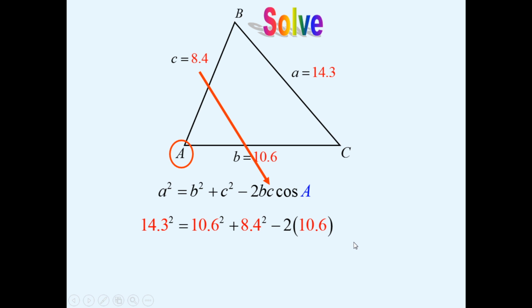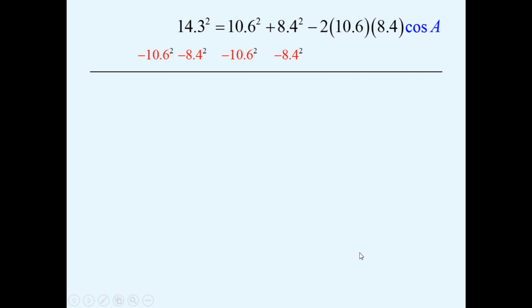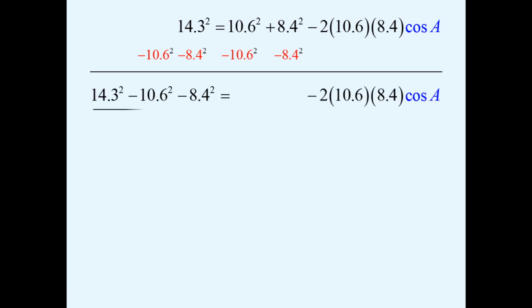Now before you isolate cosine of capital A, make sure that you square each term first, and then find the product of 2 times 10.6 times 8.4, because eventually you're going to divide by it before you take the inverse of the ratio. So subtract both sides by 10.6 squared and 8.4 squared. And then this one is being isolated. And also divide both sides by the product of negative 2, 10.6, and 8.4.